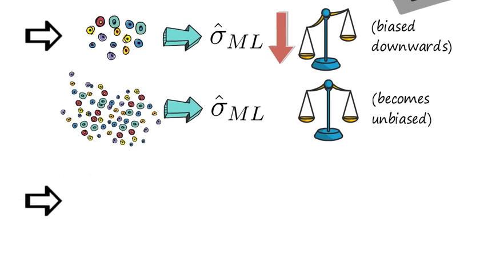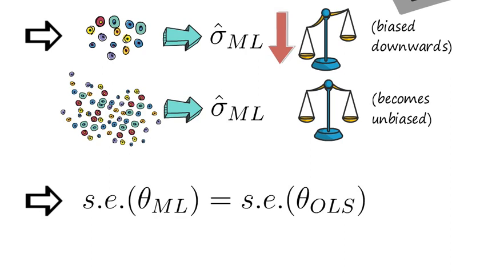I also show you explicitly that the maximum likelihood standard errors coincide with the OLS standard errors. While OLS doesn't provide the standard error for the estimate of the variance of the regression error, the maximum likelihood approach will provide you with such an estimate.